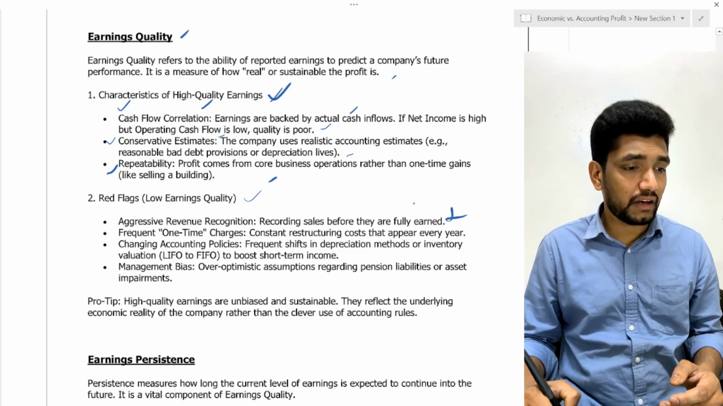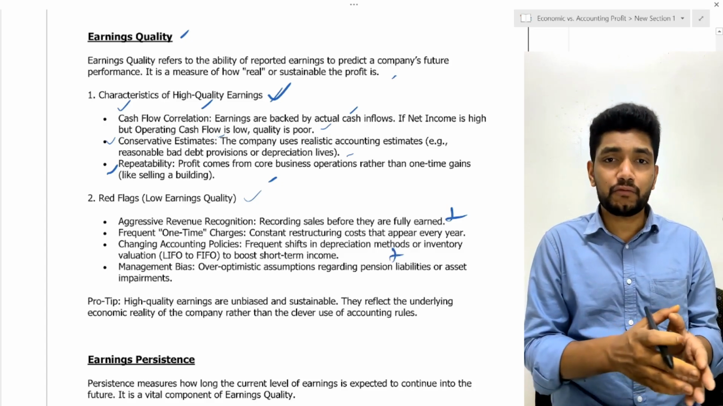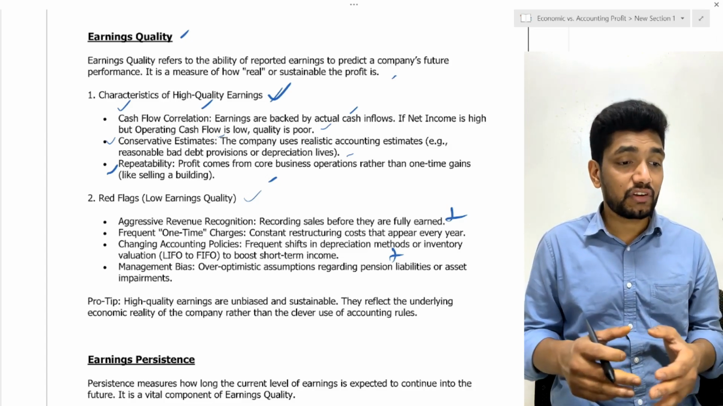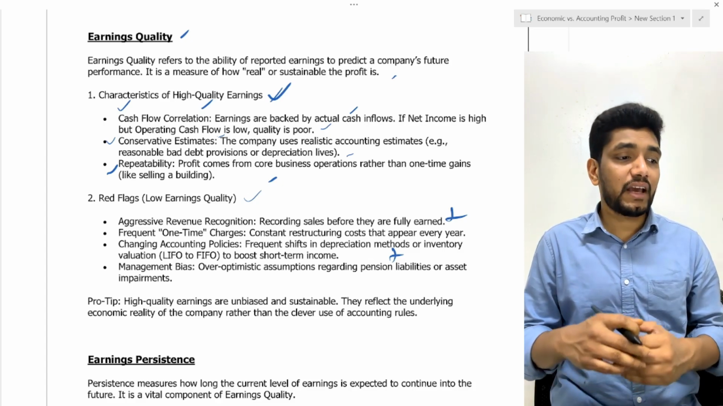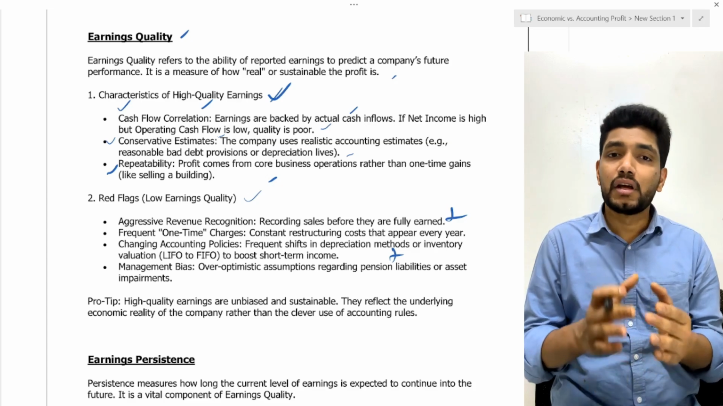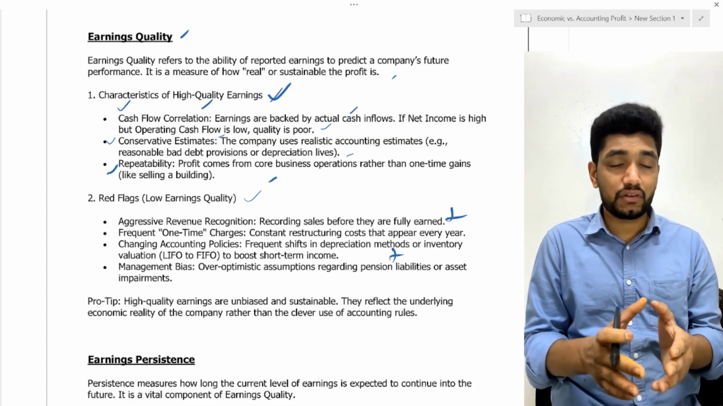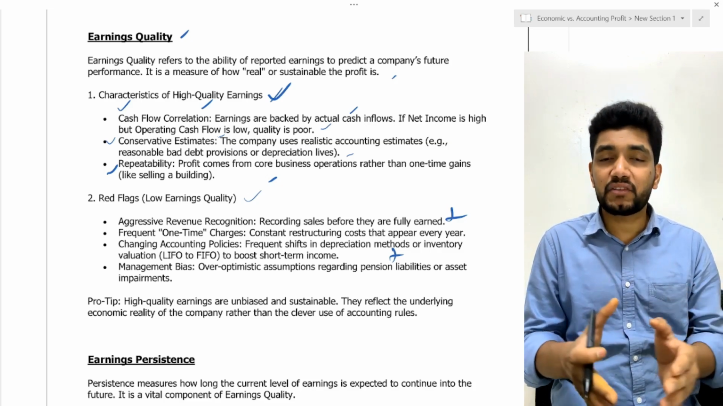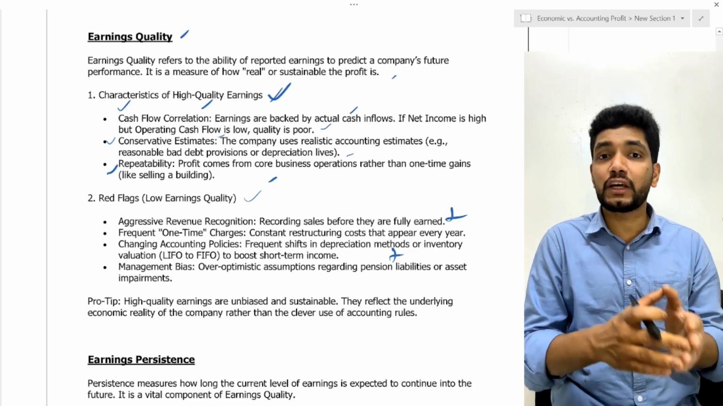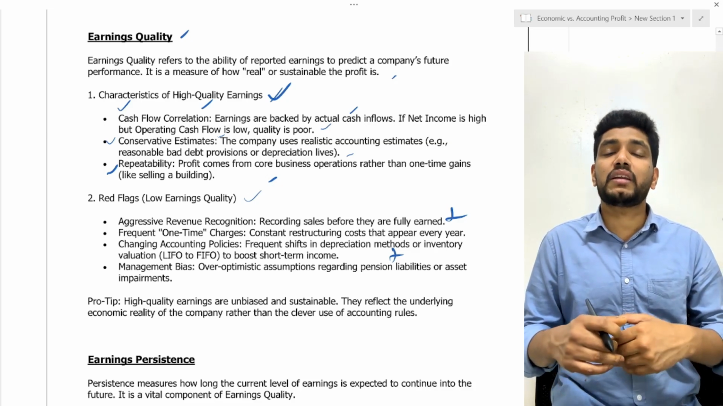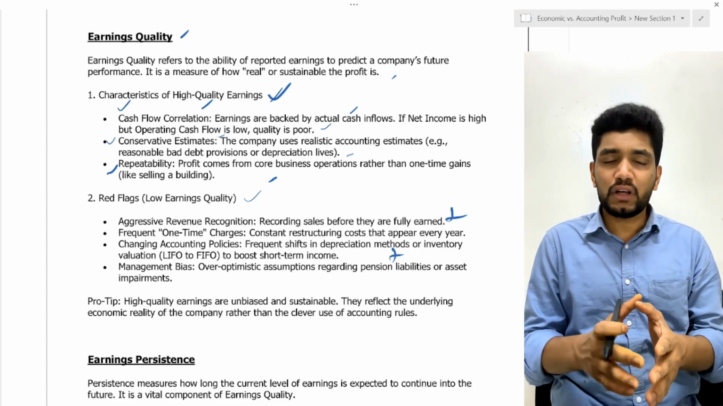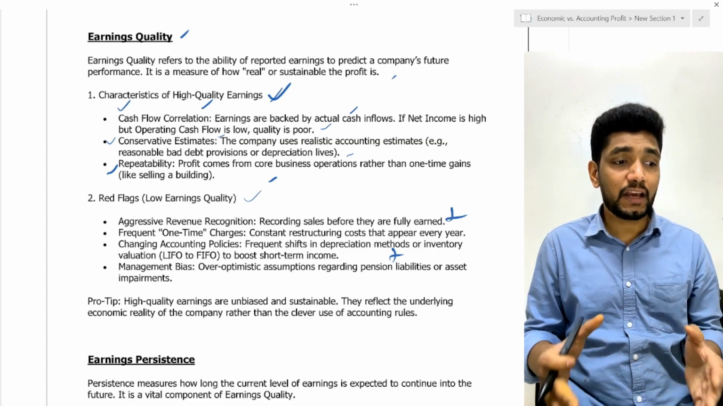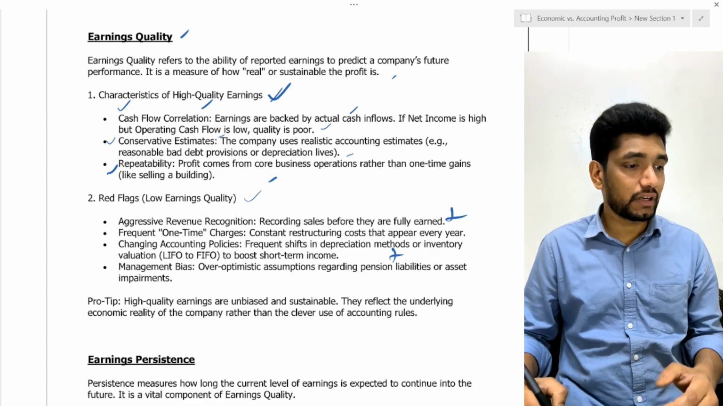Then the changes in the accounting policies. If a company is changing frequently from one accounting policy to another, like depreciation method or inventory valuation method, this can be a red flag for the earning quality. Because if you are changing this method or this accounting estimate, the profit can change, or it can inflate profit above actual, or sometimes it can deflate also. So if a company is changing accounting policies frequently, that can be a red flag for the earning quality.